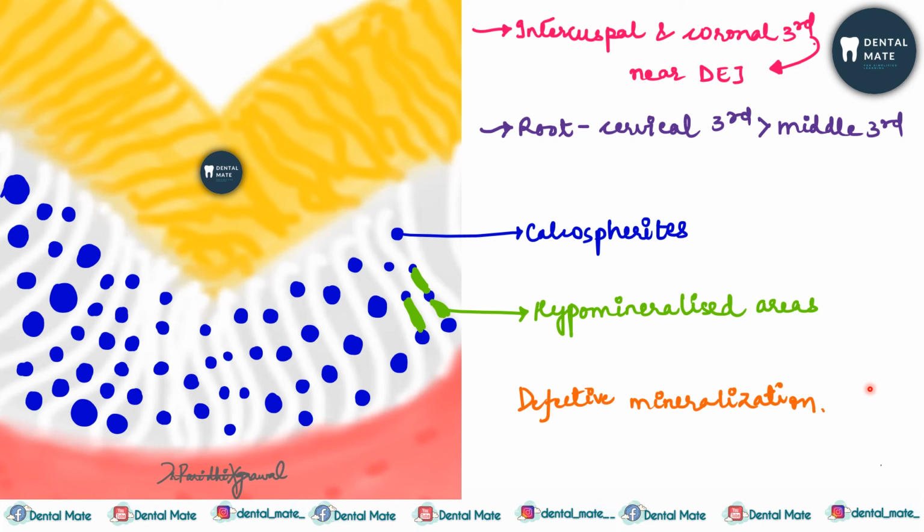These areas appear black in transmitted light and they have high sulfur content. The interglobular dentin has high sulfur content and appears black in transmitted light. Something like this.